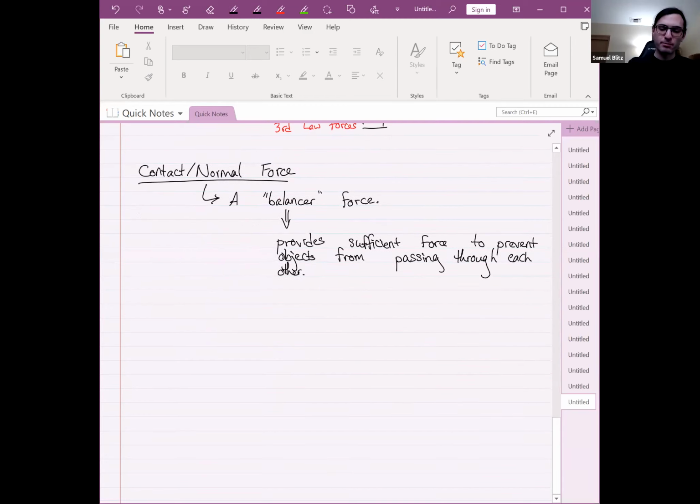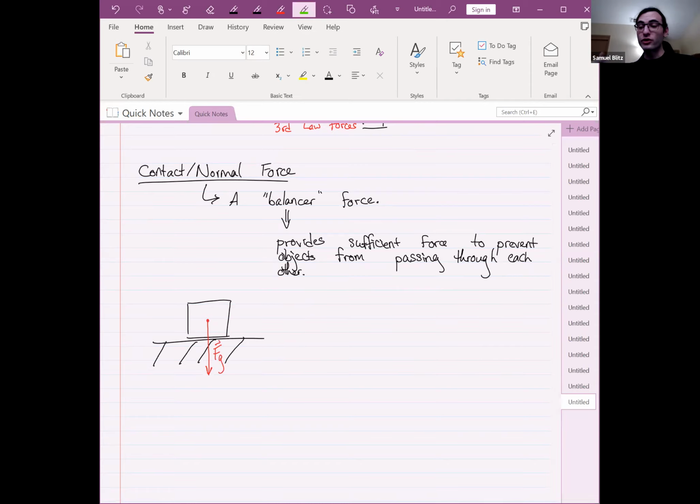So the picture is, you have a block sitting on a desk, say. The block is going to experience a few different forces, or in this case, it'll experience two. It'll experience the force of gravity, pointing, say, downwards, and it will experience a force from the table pushing up on the block. This is the one that's perpendicular to the interface.